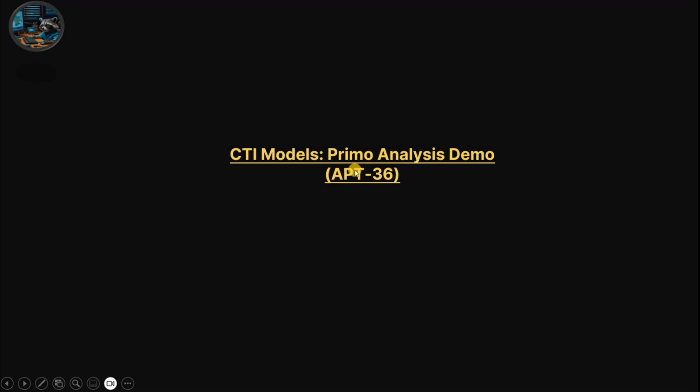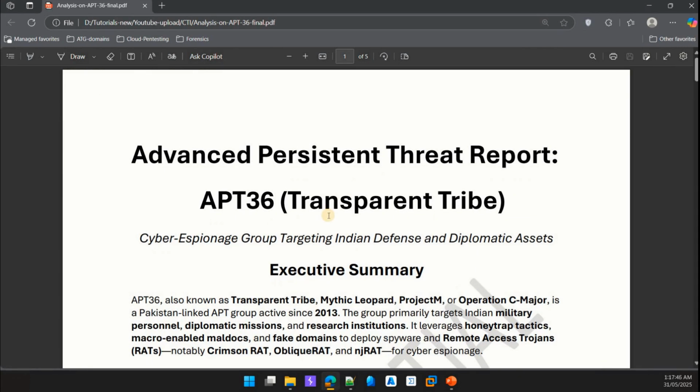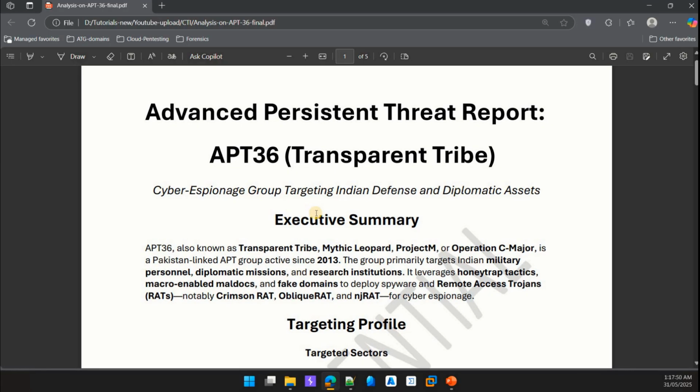Now we will look at the primary analysis demo for APT36, which was recently very active when the India-Pakistan war was going on. So what they did, how they did it. I have created a full PDF report. The format of the report varies from one organization to another, but I like to keep things simple, to the point, straight, and short, so that everybody understands.